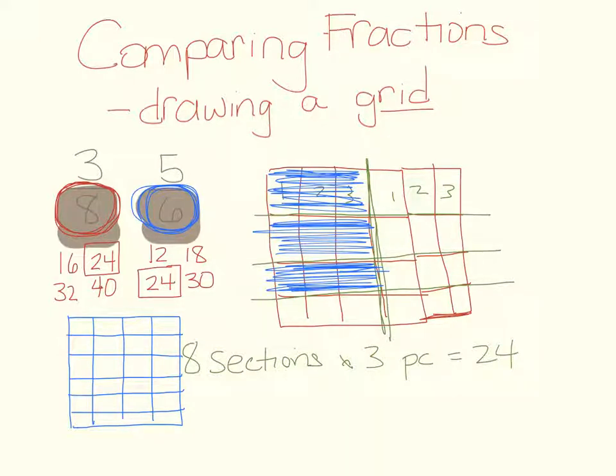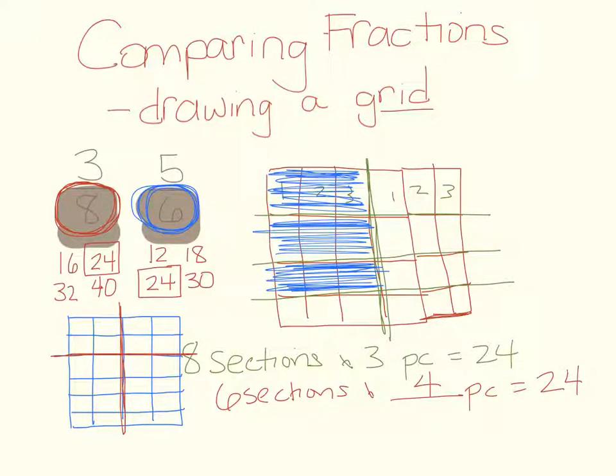And again, I need 6 sections. So I need 6 sections times how many pieces in each section to get me to 24. Well, I know that 6 times 4 is 24. So each of my sections is going to have 4 little boxes in it. So again, I'm going to go right down the middle here, but this time I want 4 boxes per section. Okay, so 1, 2, 3, 4, 1, 2, 3, 4, and I've got 6 of those little sets.